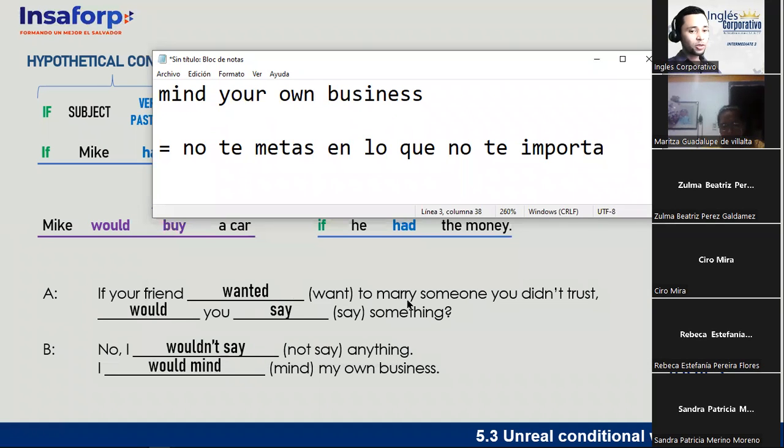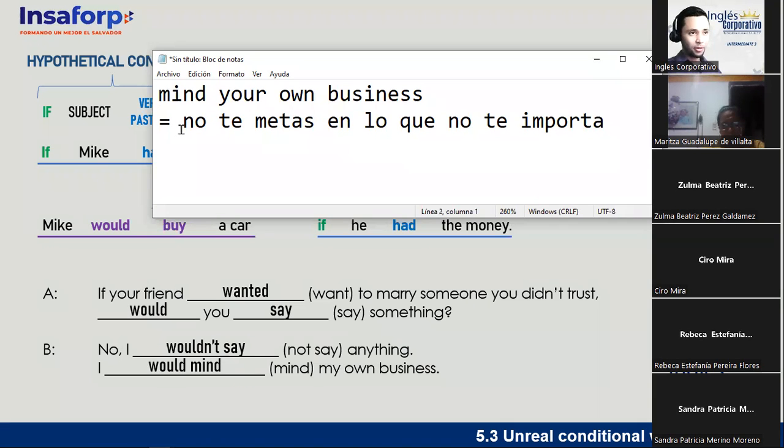If your friend wanted to marry someone you didn't trust, would you say something? And the other person says, no, I wouldn't say anything. I would mind my own business. ¿Verdad? Que sería forzadamente la traducción, no me metería en lo que no me importa. O más bien, me ocuparía de mis propios asuntos. That's the meaning of that. Así que tenemos esa expresión, ¿verdad? Mind your own business.